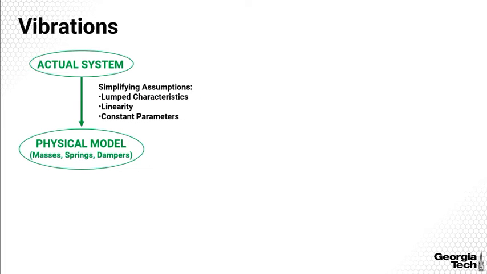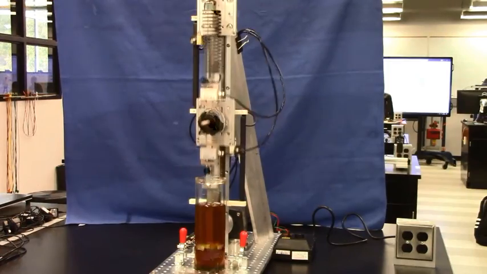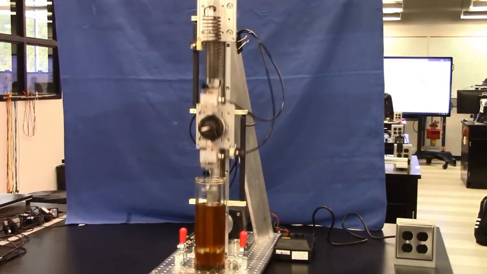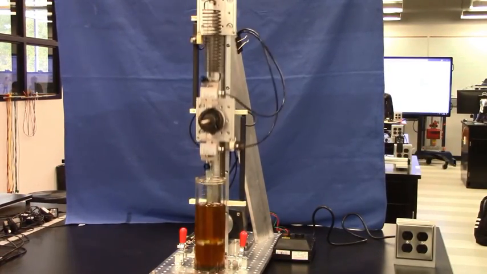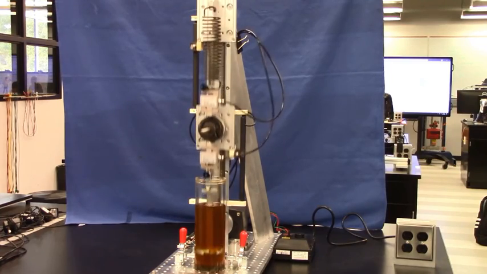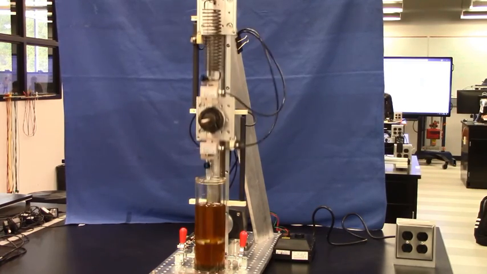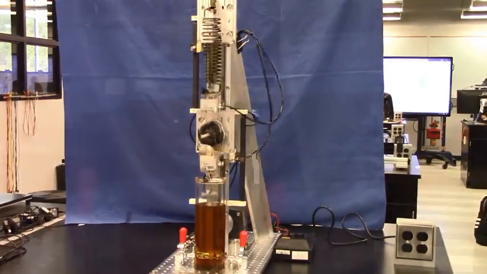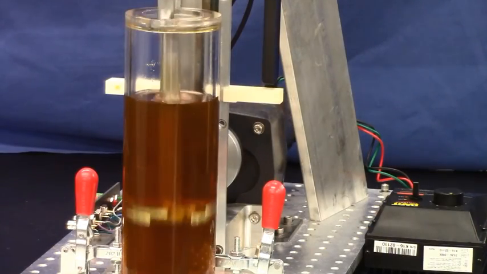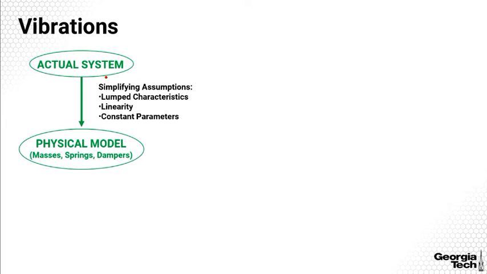So let's look at an actual system to start with. This is the undergraduate lab equipment that I showed you earlier. You can see from this video that there's a spring at the top, a lot of the mass is in the center, and we have a damper at the bottom. So I want to go ahead and model that and make my simplifying assumptions.